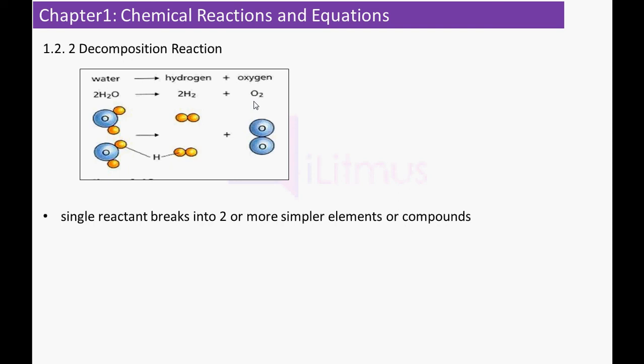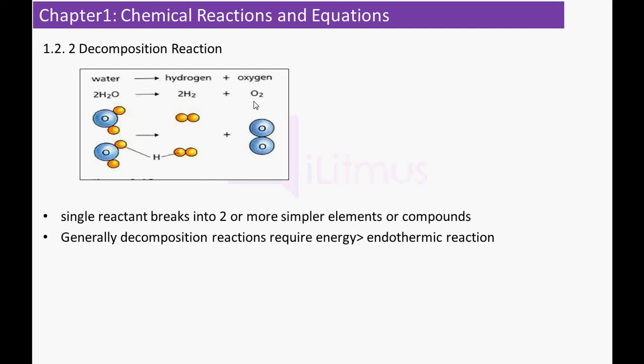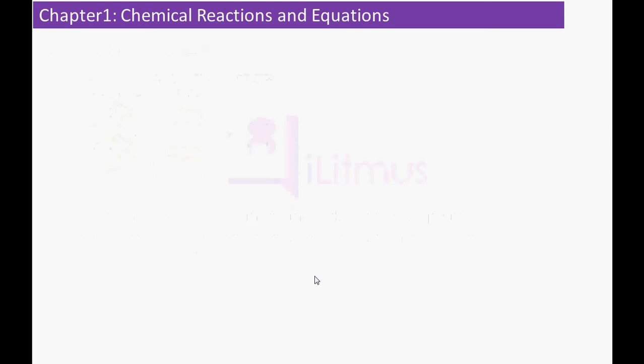A single reactant breaks into two or more simpler elements or compounds. Okay, generally a decomposition reaction requires energy. Yeah, so these are mostly endothermic reactions. Example, 2AgCl solid converts into 2Ag plus Cl2 gas under sunlight. So if you put silver chloride into sunlight, then all the silver gets precipitated at the bottom and chlorine comes out as a gas.